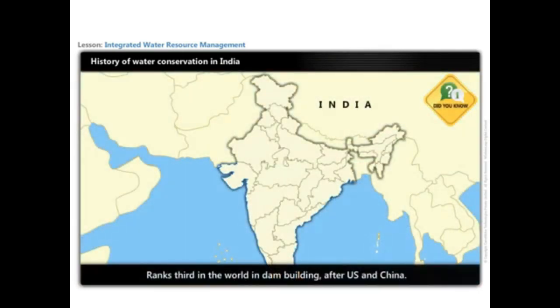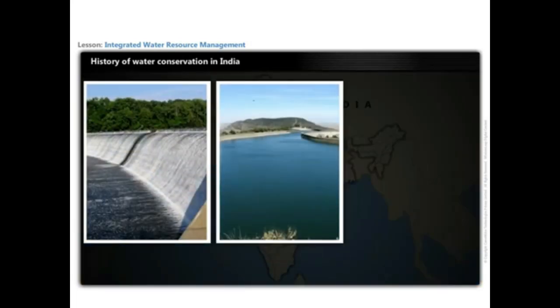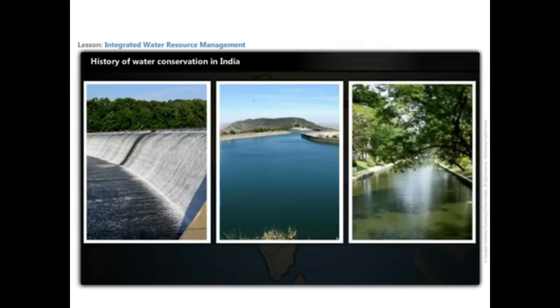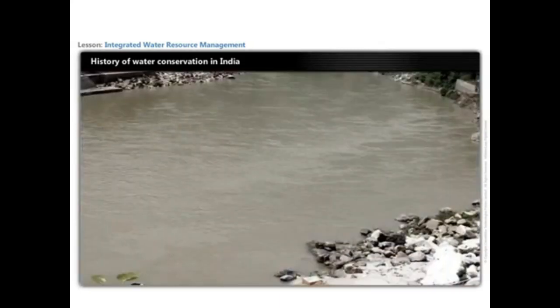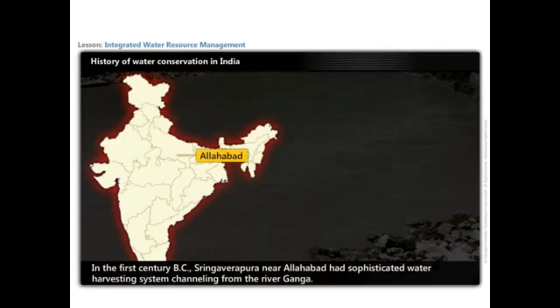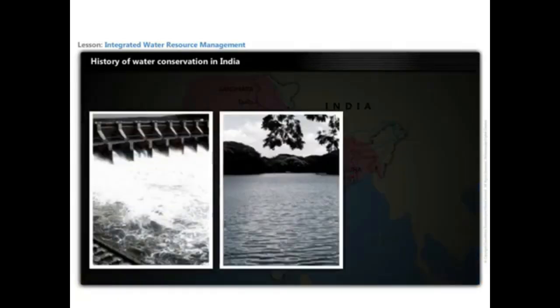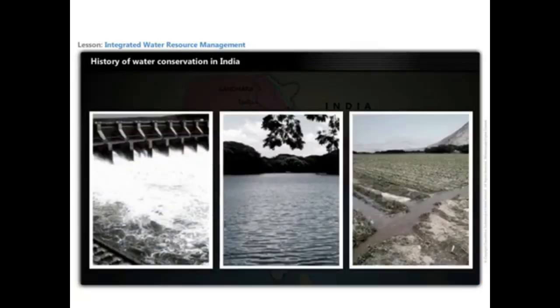Do you know that India ranks third in the world in dam building after the US and China? Our country has been constructing various hydraulic structures like dams in the rivers, reservoirs or lakes, canals, etc. since ages. In the 1st century BC, Sringaverapura near Allahabad had a sophisticated water harvesting system channeling water from the river Ganga. During the time of Chandragupta Maurya, dams, lakes and irrigation systems were built extensively.